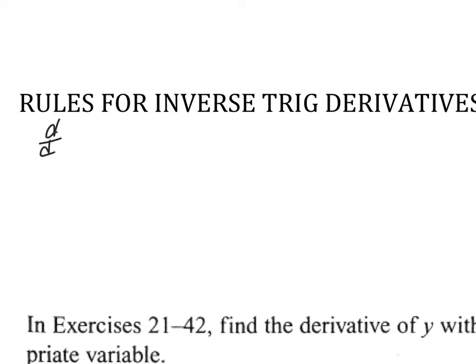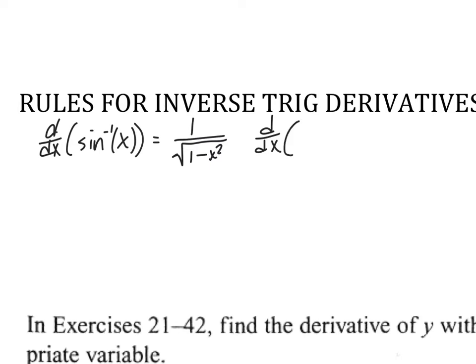If we have d dx of sine inverse of x, then that's going to give us 1 over the square root of 1 minus x squared. If we took the derivative with respect to x of cosine inverse of x, then we got negative 1 over the square root of 1 minus x squared. So remember that these were very similar. It's just that the derivative of our cofunction of sine is just opposite.